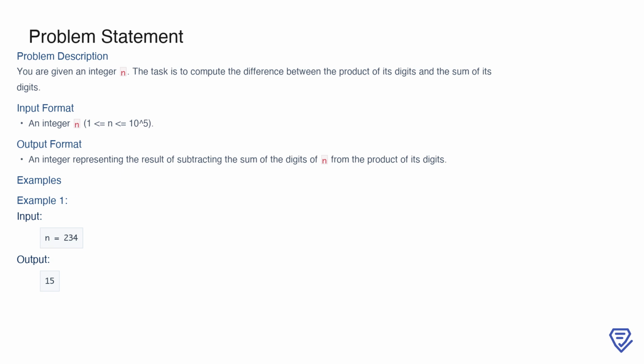The task is to compute this difference for any given integer within the range of 1 to 100,000, and return the result as an integer. The output will always represent this computed difference.